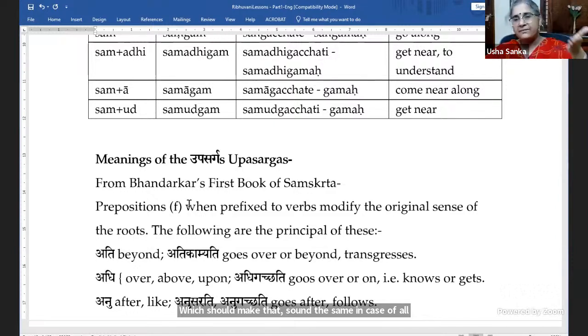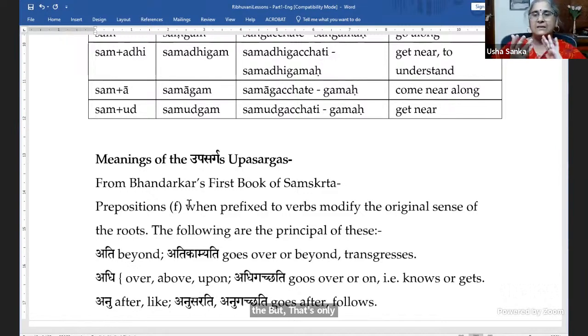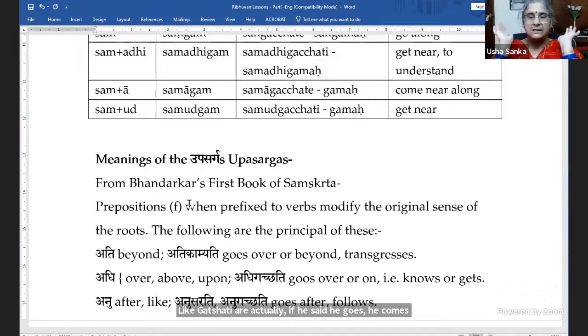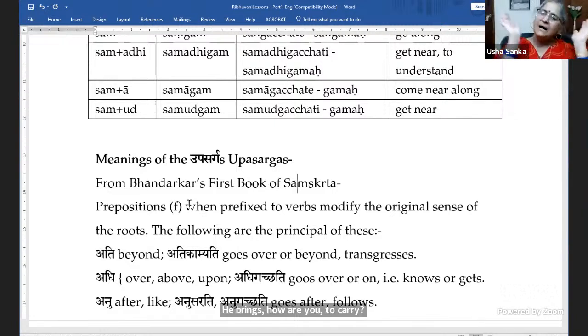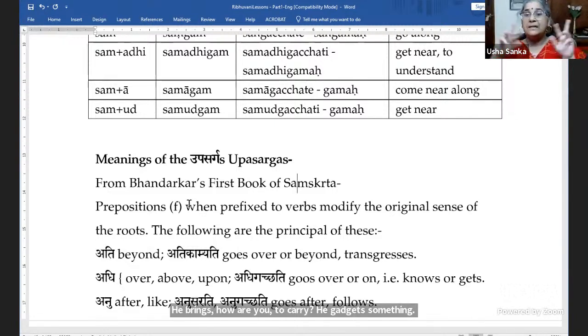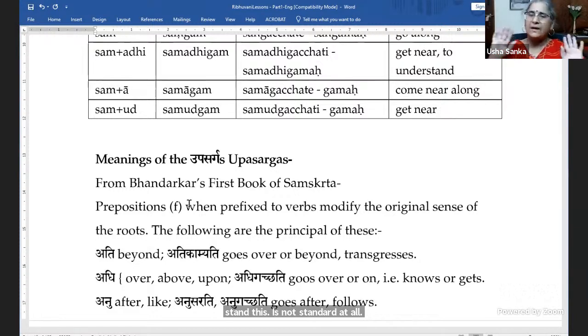Agachati has reversed the meaning of gachati, but aharati does only add. Like gachati, agachati: he goes, he comes. Harati, aharati: he brings. Hara is to carry, he carries something. Aharati is also he brings something. That's all. There is a third kind of specialized meaning, something changed, not a new meaning. So the upasarga is not standard in this case. It is not standard at all. What to do now? But we have to accept to some extent. Please remember this.